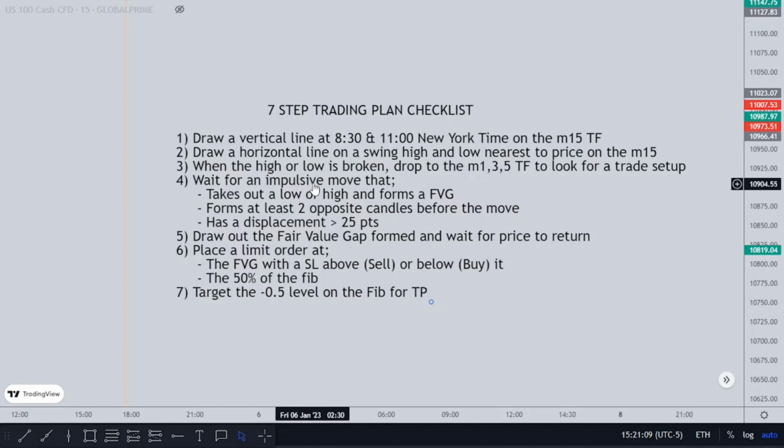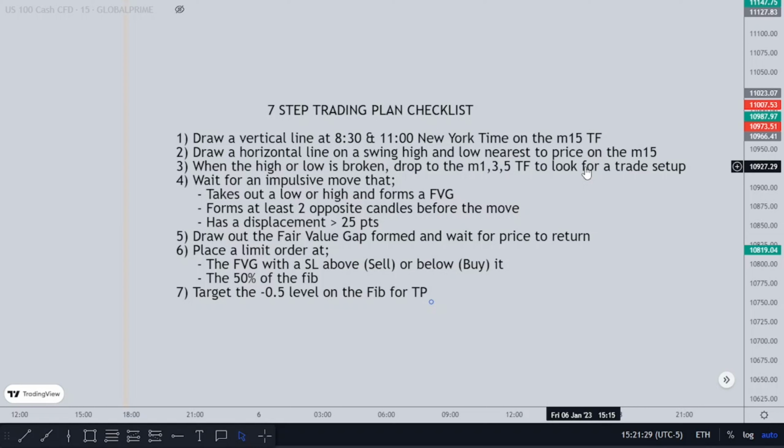Then step 3, when that high or low which we drew on step 2 is broken, we drop down simultaneously to the 1 minute, 3 minute, 5 minute time frame to look for a trading setup. So just like ICT says that price is fractal, whatever you see on the 1 minute time frame, you can as well see that same kind of setup show on the 3 minute or the 5 minute.